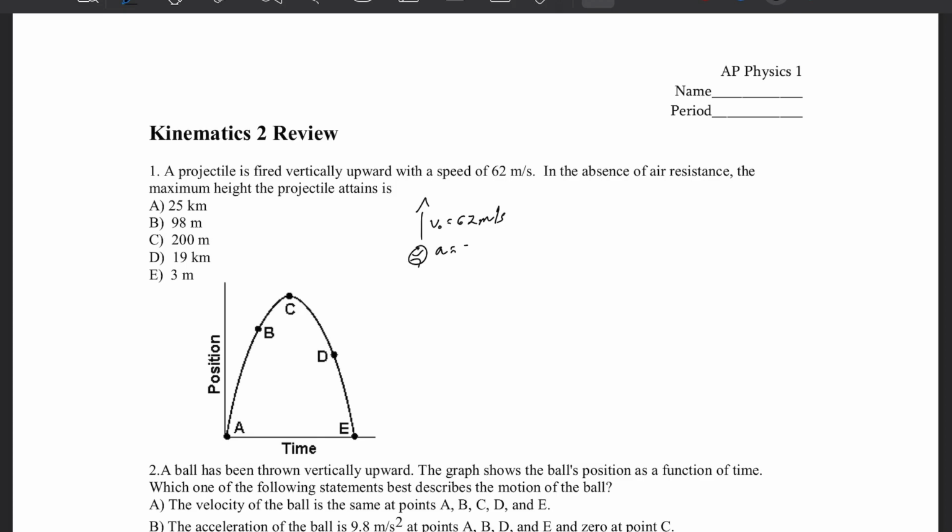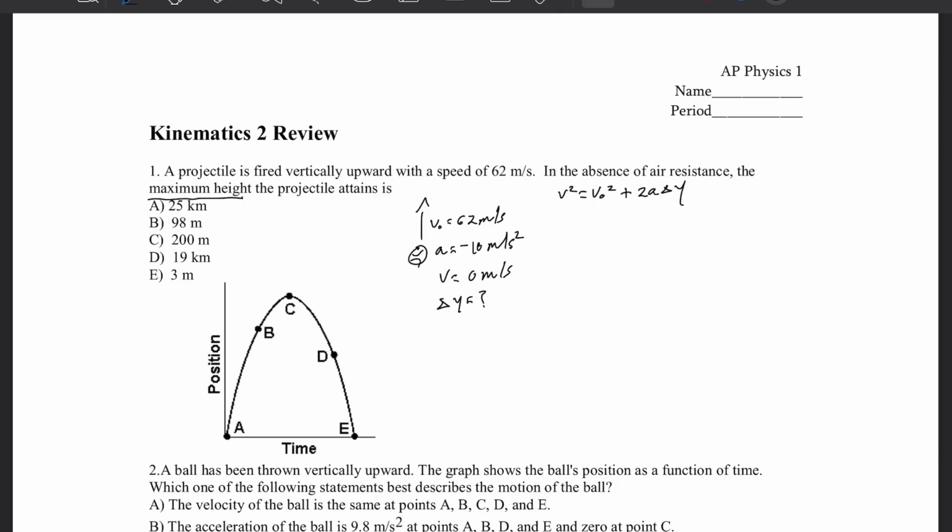They told us the initial velocity is 62 meters per second, and we know that the acceleration comes from gravity in the opposite direction, so it must have the opposite sign. If upwards positive 62 is the initial velocity, then downwards negative 10 is the acceleration. At the highest displacement, the final velocity is 0, and we're looking for delta y.